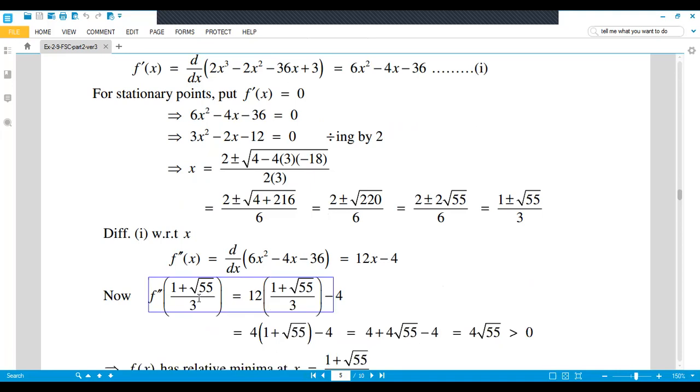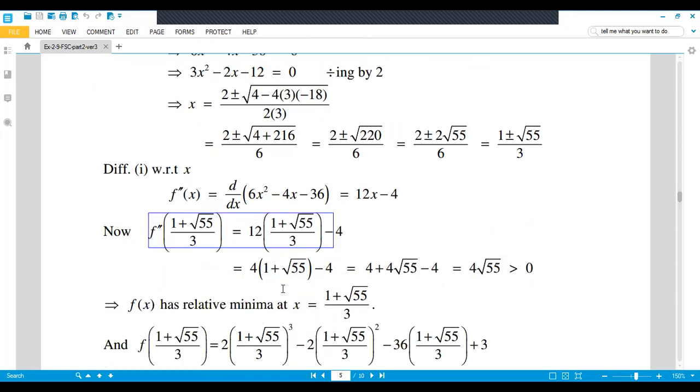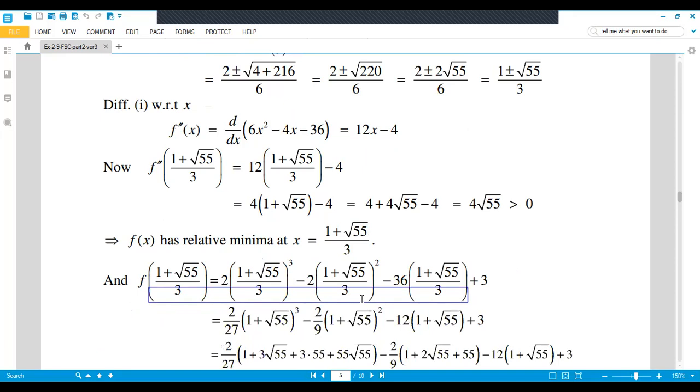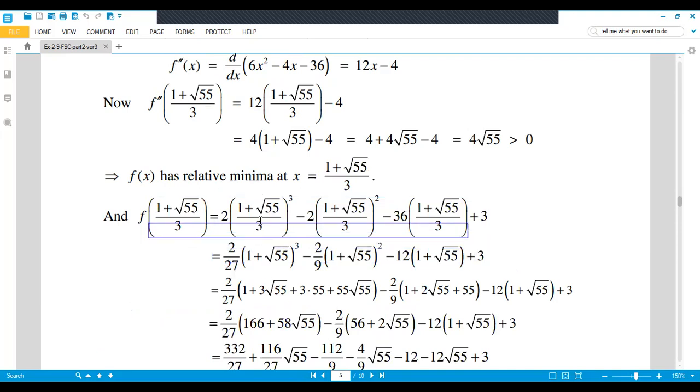Now in the second derivative, you have to put these values one at a time. Two values are given, 1 plus under root 55 divided by 3, and 1 minus under root 55 divided by 3. So first you put the positive value in this second derivative, 12x minus 4, in place of x, and here you solve it, 3 4s are 12, so 4 into this and minus 4, you solve it, 4 under root 55, which is greater than 0. So it means that f of x is a relative minimum at x equal to this value. Now you put this value in the given question and solve it.